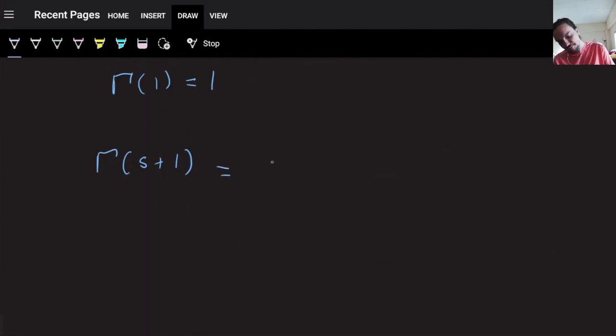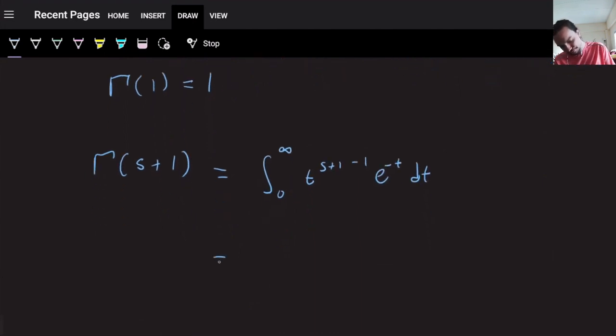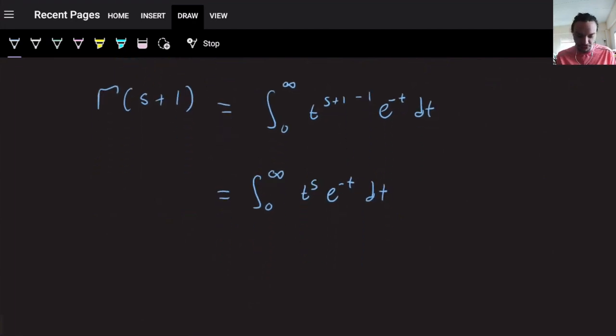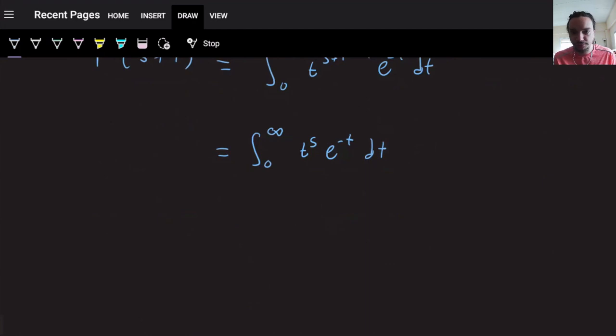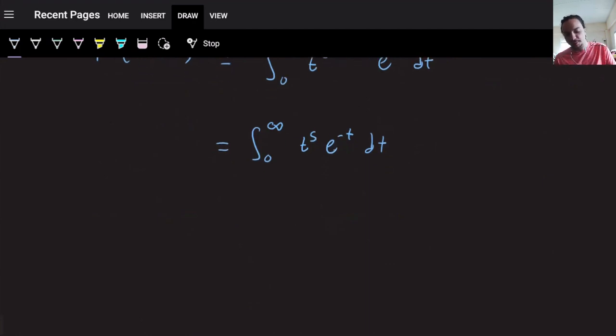Well, let's write this down. This is the integral from 0 to infinity of t to the s plus 1 minus 1, e to the minus t dt. Okay. Well, the integral from 0 to infinity of t to the s, e to the minus t dt, as long as s is greater than 0, I think greater than 0 is fine, yeah. As long as this is greater than 0, we can do this by integrating by parts.